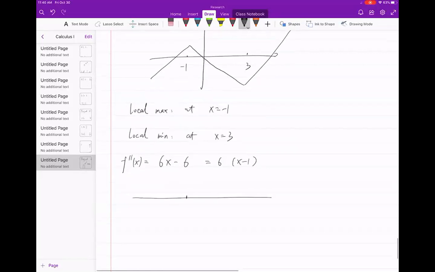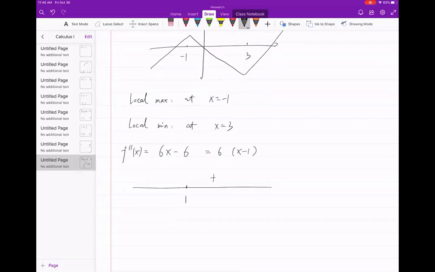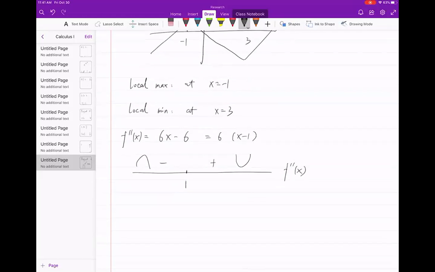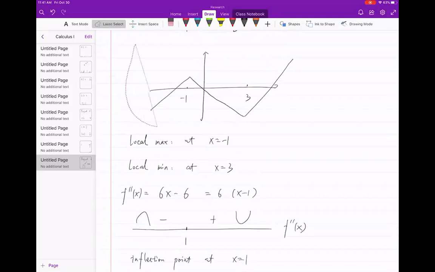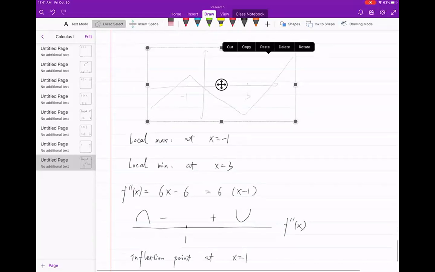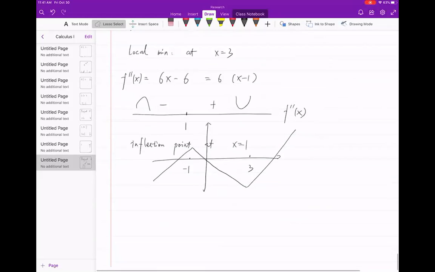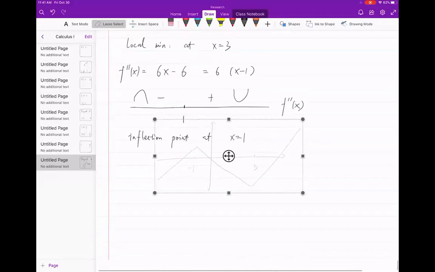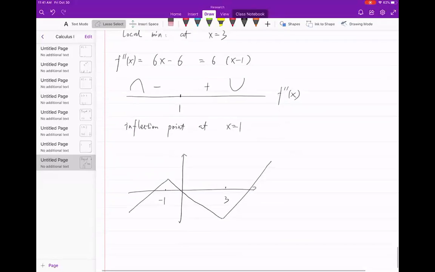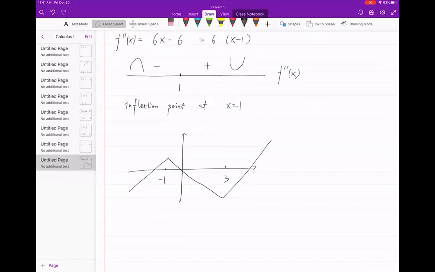Zero. Bigger than 1, positive. Less than 1, negative. But keep in mind, this is talking about f prime prime x. So positive is not increasing anymore. Positive means concaving up. Negative means concaving down. Okay. Moreover, inflection point at here. Everything makes sense so far?